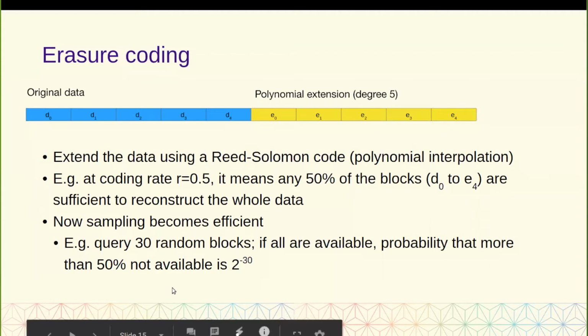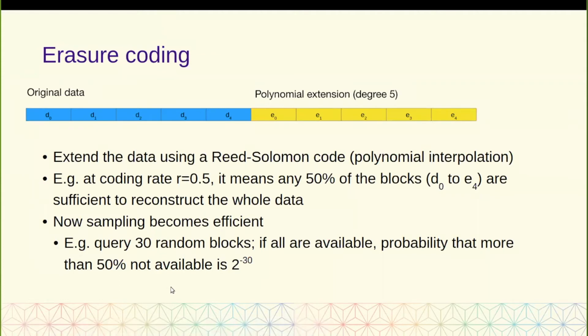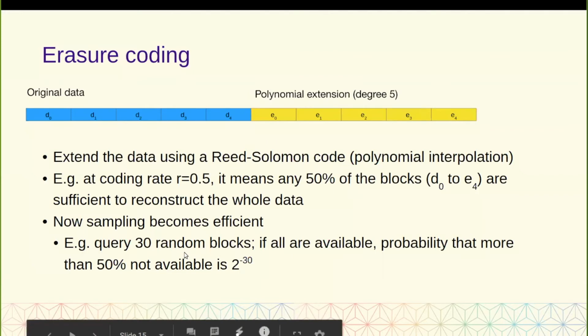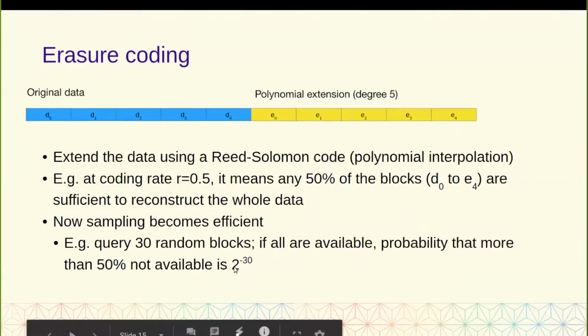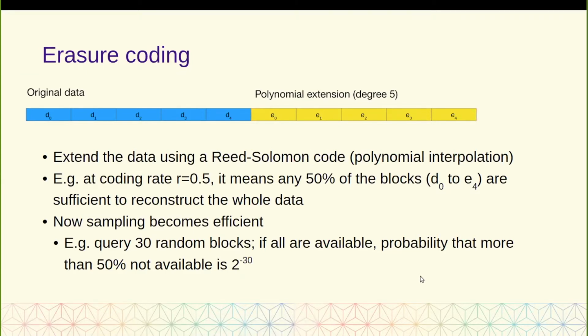So for example, let's say we take the coding rate of 50% and we query 30 random blocks. Now, if half of the data were unavailable, which is necessary in order to hide any data, because if more than 50% is available, we can always get everything, then the probability that all those checks pass is now 2 to the minus 30. So that has become super unlikely. Erasure coding is the way in which we can amplify our checks so that a small number of checks gives you a very high certainty that all the data is available.